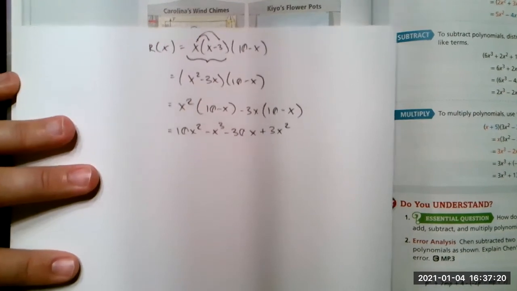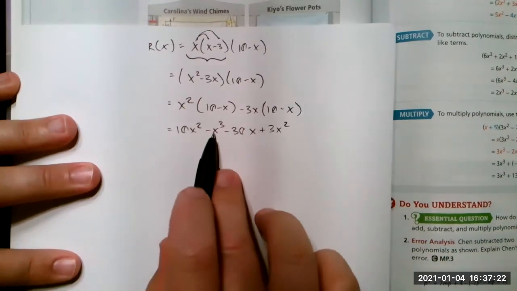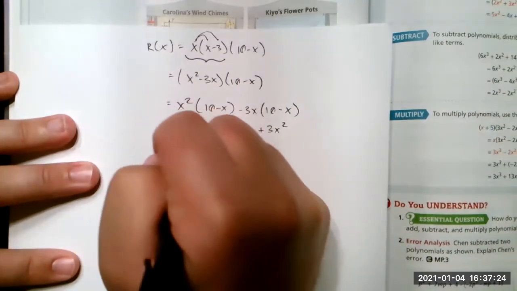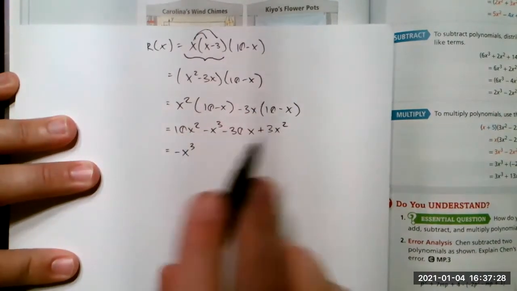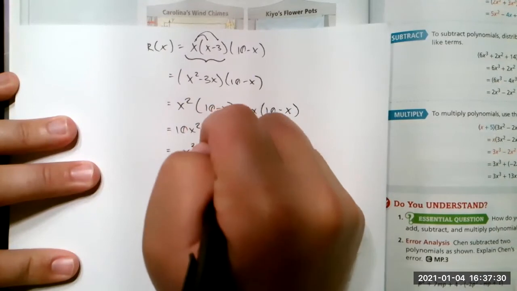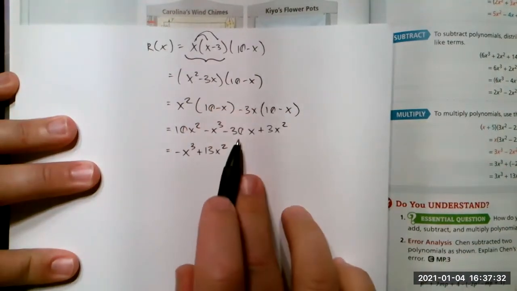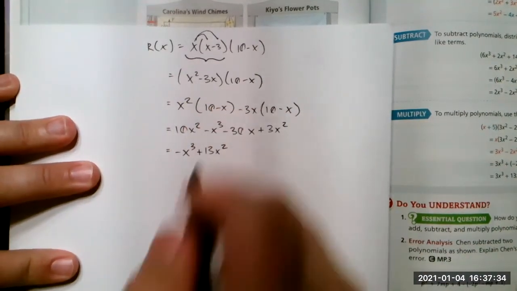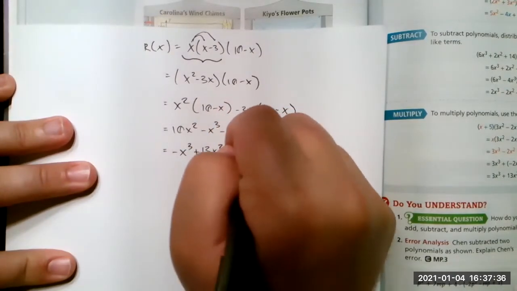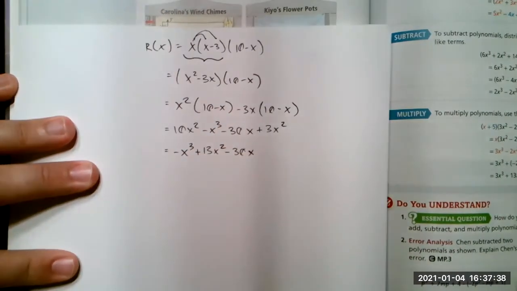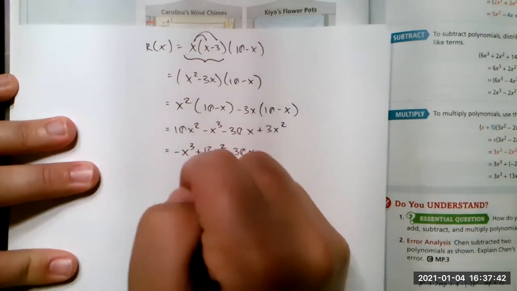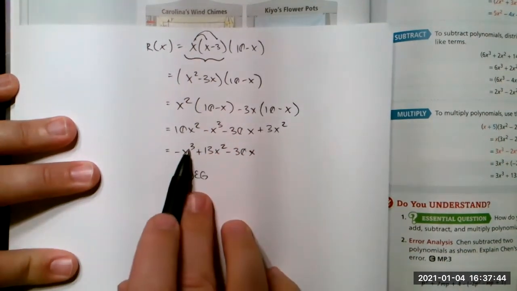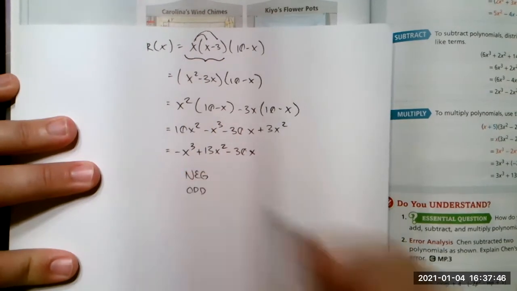So if I add like terms and write this in standard form, the x cubed is going to come first. I've got a couple of x squareds, and I can add those together, so that's 13x squared. And then I've got that negative 30x here. So overall, this is a negative function. The highest degree is a 3, so it's a negative odd function.